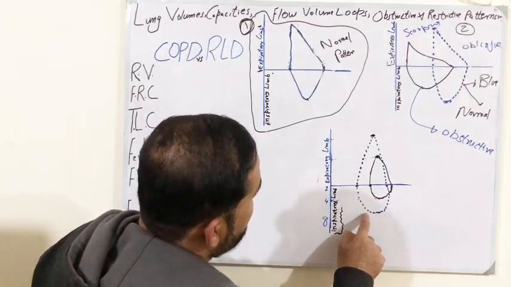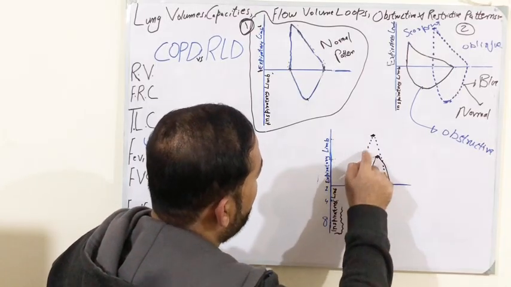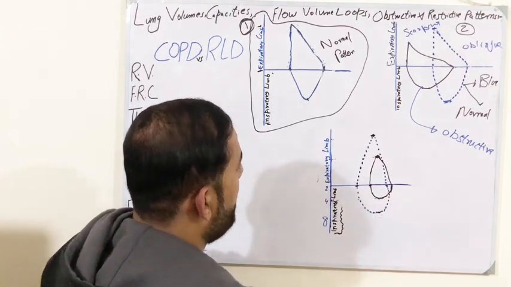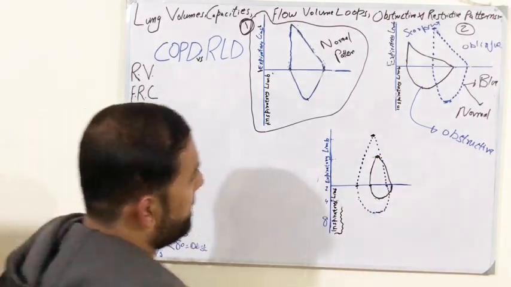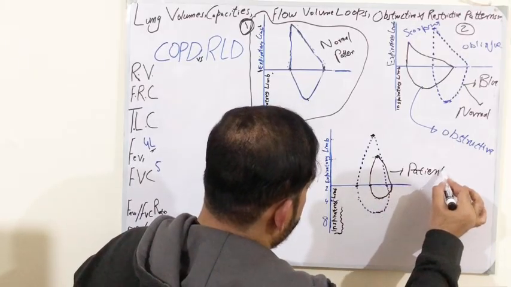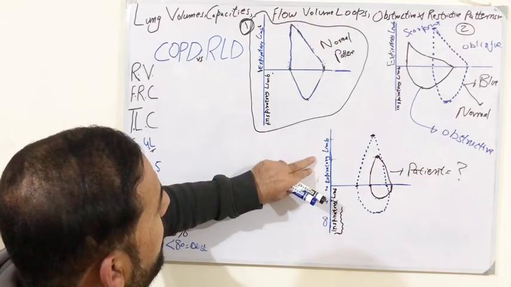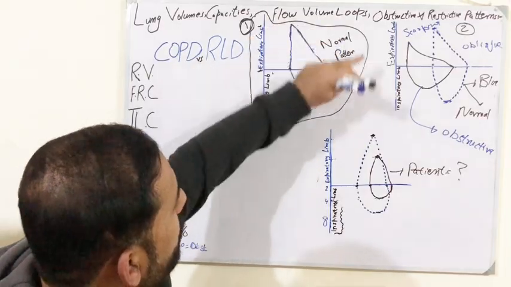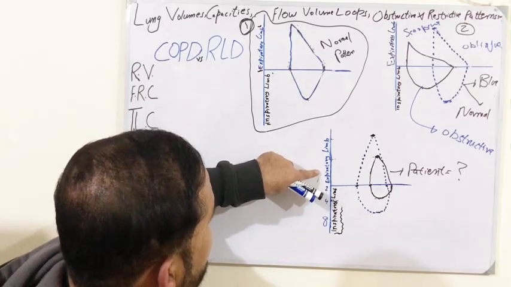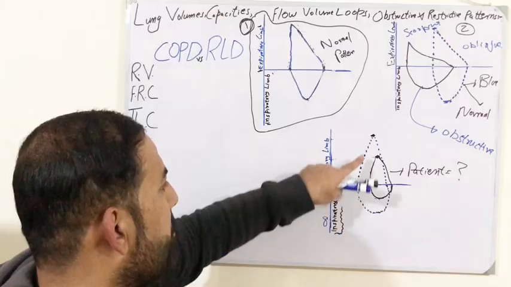Now we will take a look at a third example, right? Over here you can see that the normal one is highlighted with a blue marker, with this dotted shape. This is the normal pattern, right? But over here, this is the patient. We don't know the disease as of yet, right? Whenever you are looking at flow volume loops, first of all we should realize whether it is the expiratory limb or the inspiratory limb that has a problem as compared to the normal pattern that we have.